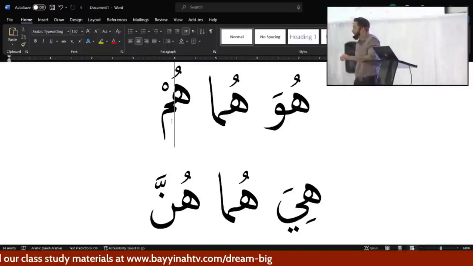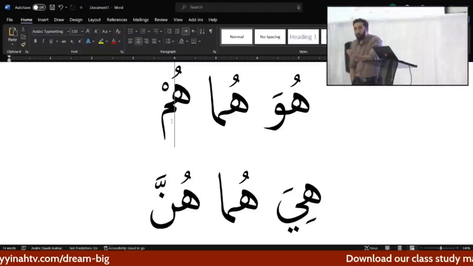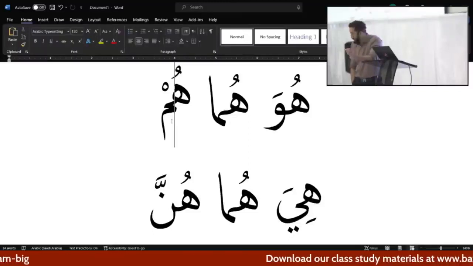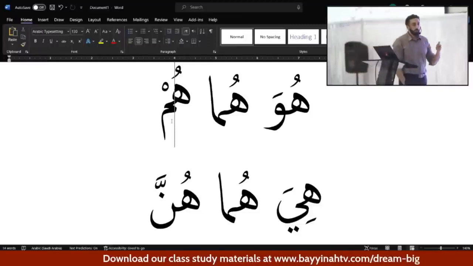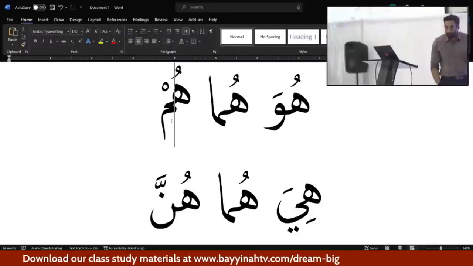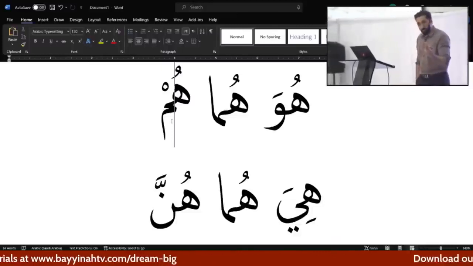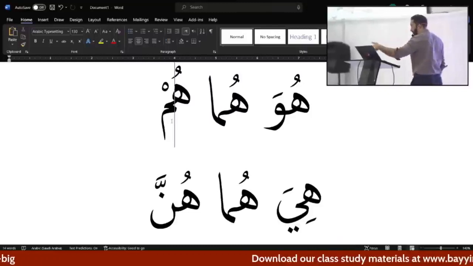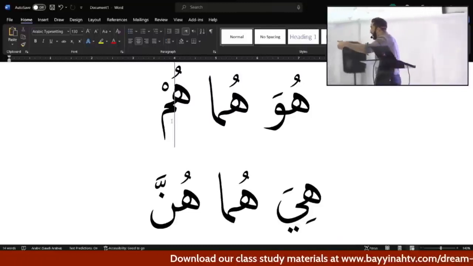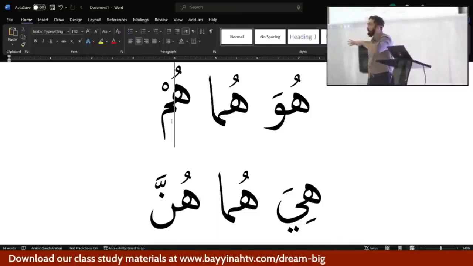Only 2 properties left. What 2 properties? Number and gender, and those come from the meaning. What does huwa mean? He, which means it's singular and masculine. What does huma mean? Both of them, which means it's 2 and masculine. What does hum mean? They, which means it's plural and masculine, and now I know 4 properties of all of them.